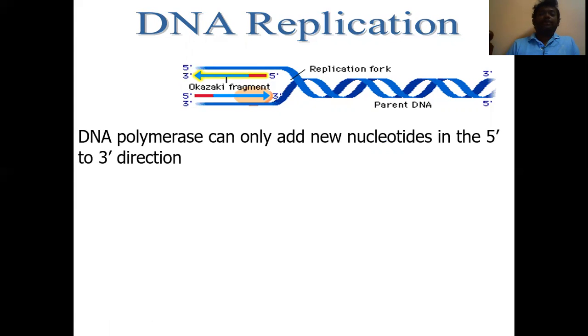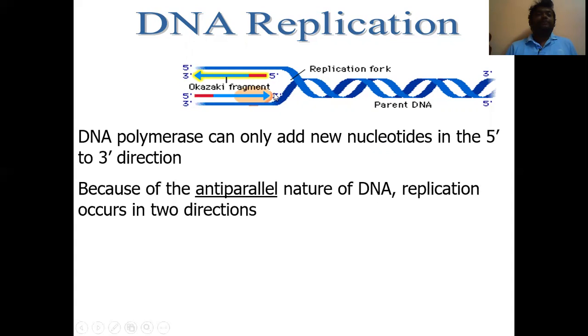And the DNA polymerase can only add new nucleotides in the 5 to 3 direction, whereas we can see here also it is adding in the 5 to 3 direction, and here also it is adding in the 5 to 3 direction. And because of the anti-parallel nature of DNA, replication occurs in two directions.